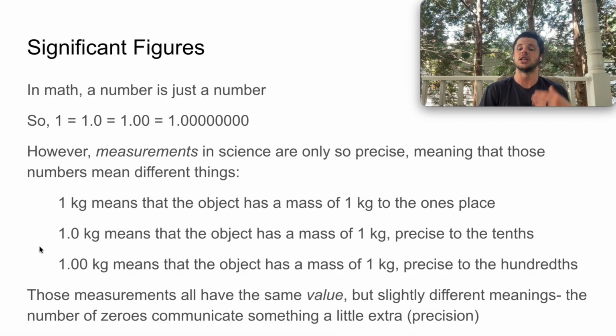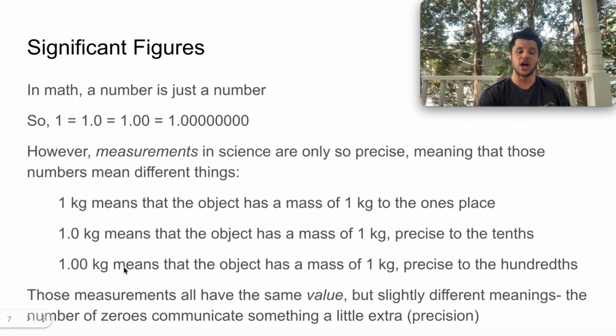They're communicating to us a level of precision, meaning how close to 1 do we know this number is, right? And with 1 kilogram, we don't actually know that it's all that close to 1. It could be as far as 1.5 kilograms. Anything under 1.5 would round down to 1 on a scale that only reads to the ones place, and anything above 0.5 kilograms would round up to 1 on a scale that only reads to the ones place. Whereas with a scale that gave us a 1.0 kilogram reading, we now know it has to be between 1.1 and 0.9 kilograms, right?